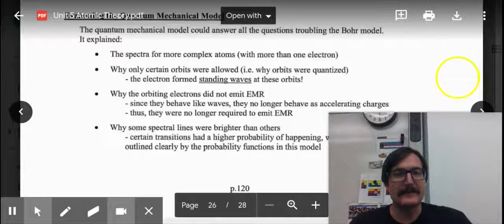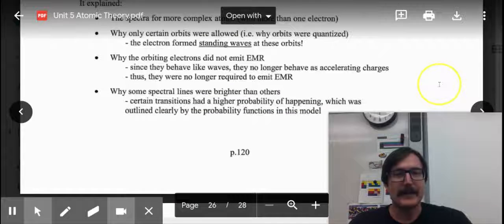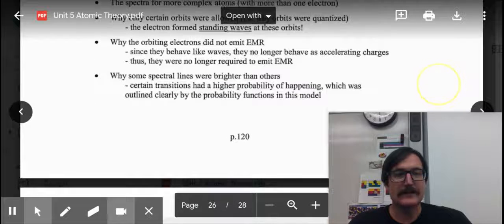Well, since they behave like waves, they no longer behave as accelerating charges. Thus, they were no longer required to emit EMR. And why some spectral lines were brighter than others. Well, certain transitions have a higher probability of happening, which is outlined clearly by the probability functions in this model.